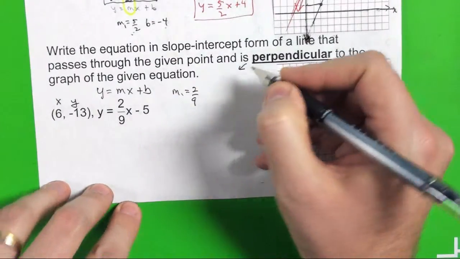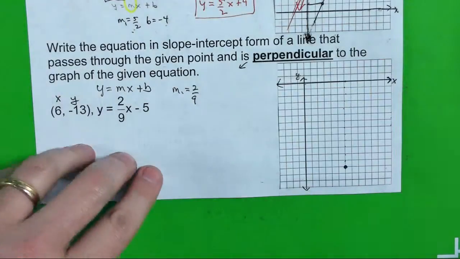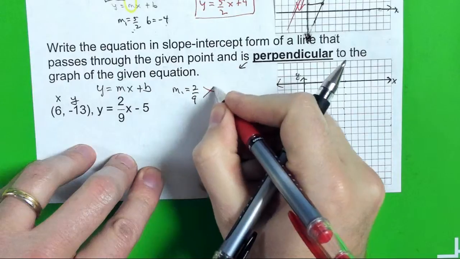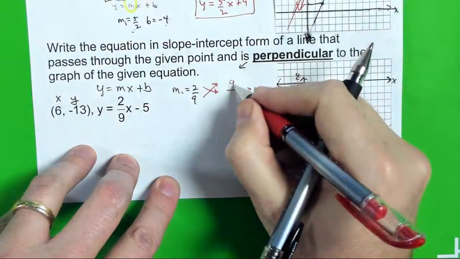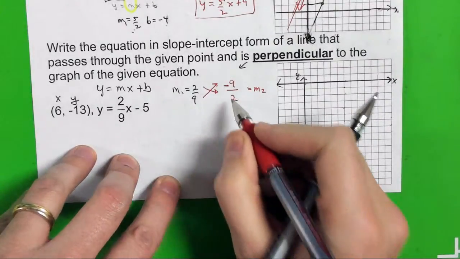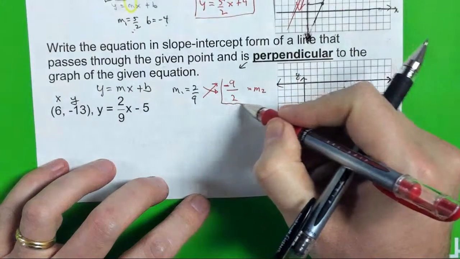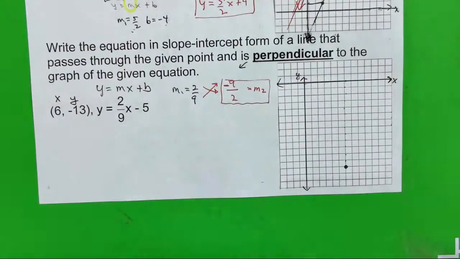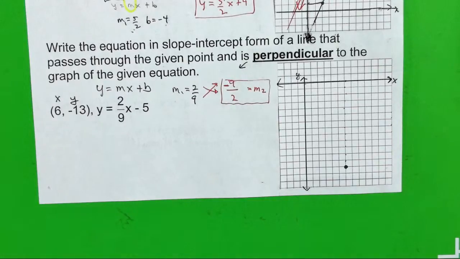Perpendicular, though. What's the rule for perpendicular, Selena? Do the hand signal. Flip and switch. So if you flip it, what do you get for that slope? Okay, now we have to switch it. It's positive, so this is negative. And some people put the negative on the bottom, but you have to have a negative there. So that's important. Our new line is going to have a slope of negative 9 over 2. We don't want to use 2/9 for our new line.